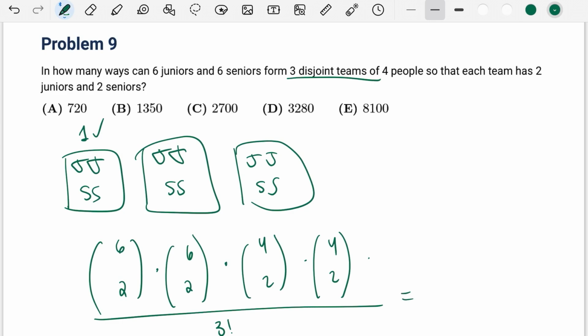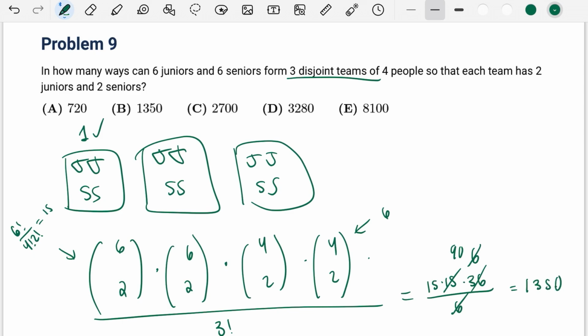So evaluating this, we know that 6 choose 2 is 6 factorial over 4 factorial times 2 factorial, which is 15. So we're going to get 15 times 15. We know that 4 choose 2 is equal to 6. So multiply by 36, and then divide by 6. So our final answer is going to be 135 times 10, so 1,350. So our final answer is B.